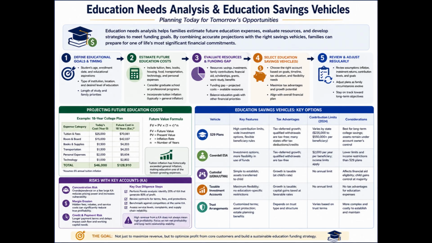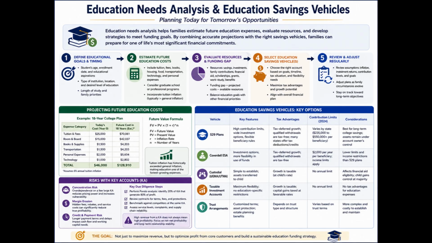Custodial accounts established under UGMA or UTMA rules transfer ownership of assets to the child and may affect financial aid eligibility. Taxable investment accounts offer flexibility without education-specific restrictions but do not provide the same tax advantages. Trusts may be appropriate for families with substantial assets or complex estate planning objectives. Each option involves trade-offs relating to taxation, control, flexibility, and financial aid treatment that planners must carefully evaluate.